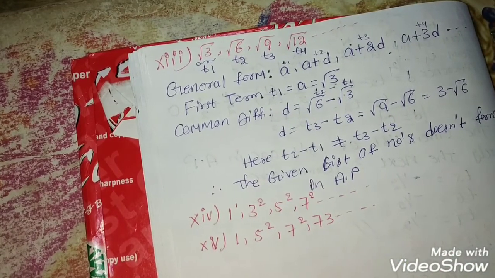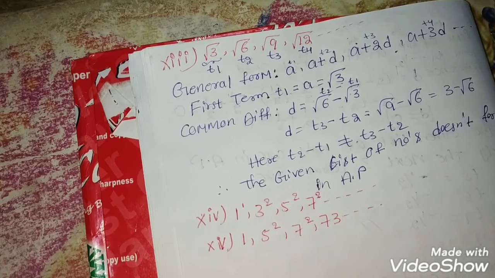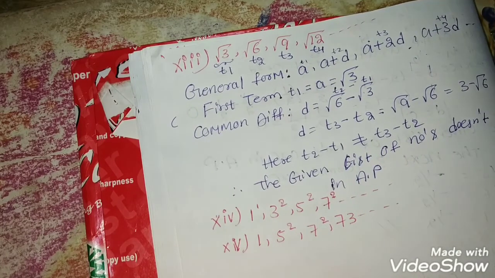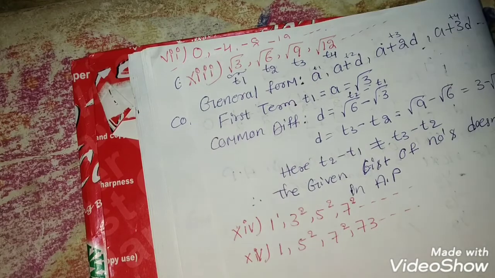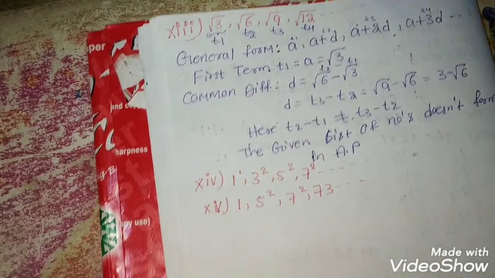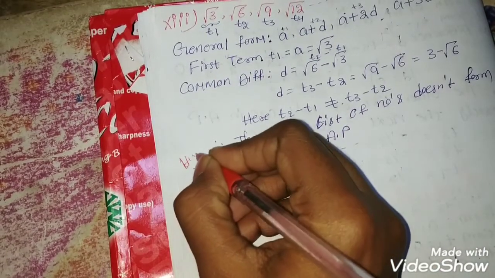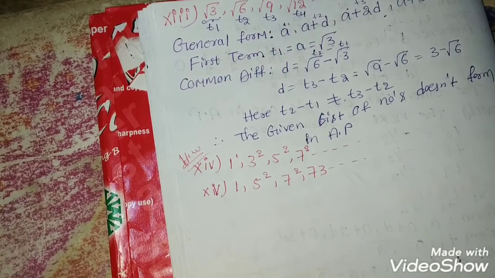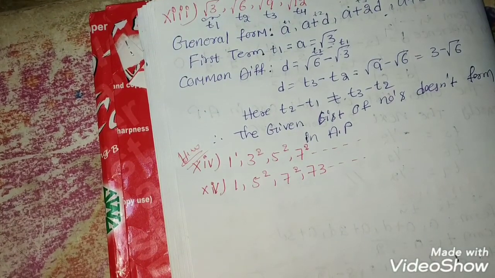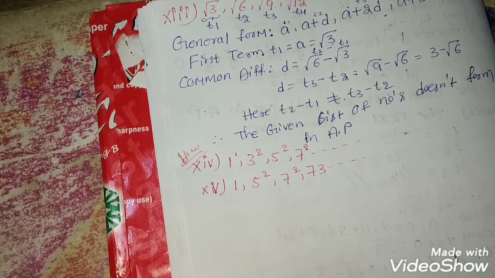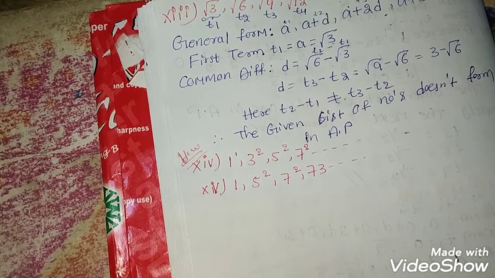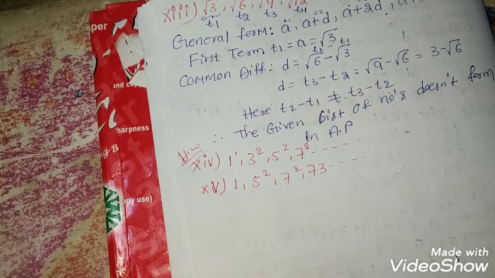So I hope you can understand everything, and don't forget to write each and every question, and please do practice. Do homework: these 2 questions and the last 2 questions. If you don't know the solution, I can explain it in the next session, on the nth term of an arithmetic progression.